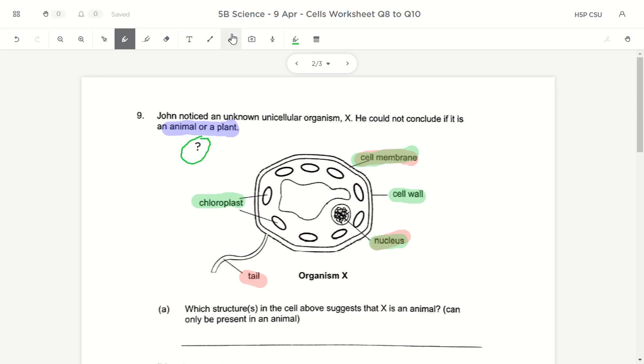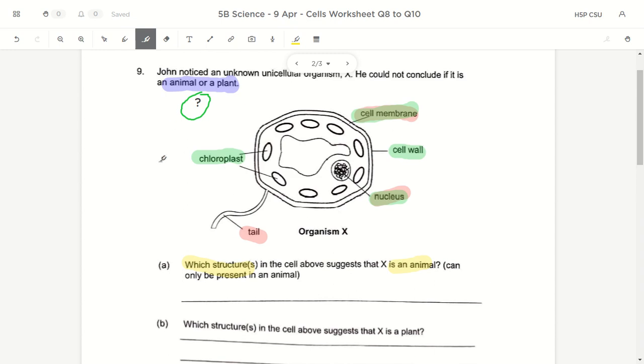So the question here is, which structure suggests that it's an animal cell? So which part of the cell over here, which part that is shown over here suggests that it's an animal cell? Is it because of nucleus, cell wall, is it because of cell membrane, cell wall, nucleus, chloroplast, or tail? So let's go each and every one and see which one suggests that it might be an animal cell.